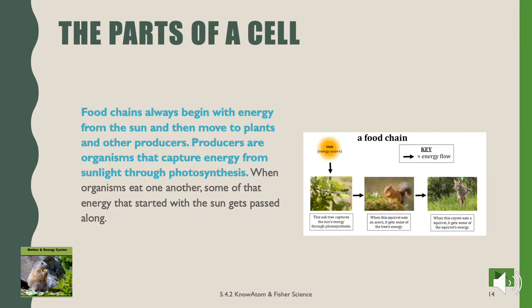Food chains always begin with energy from the sun and then move to plants and other producers. Producers are organisms that capture energy from sunlight through photosynthesis. When organisms eat one another, some of that energy that started with the sun gets passed along.